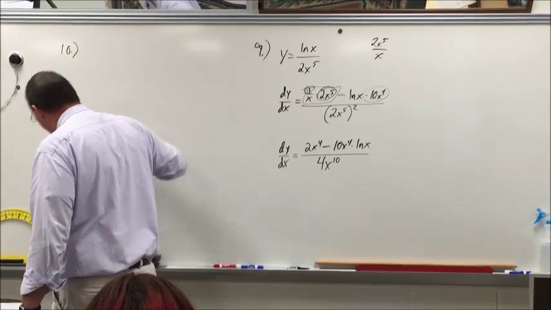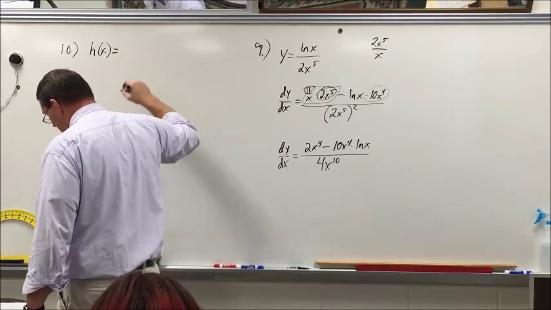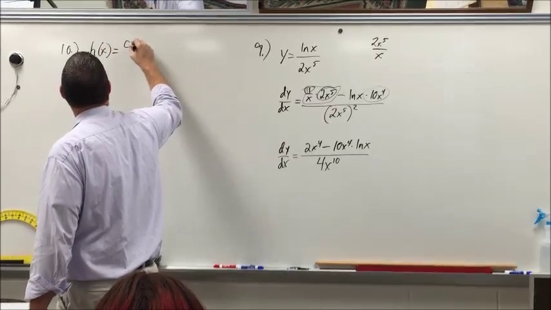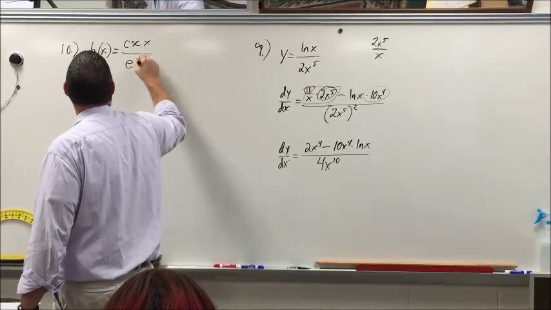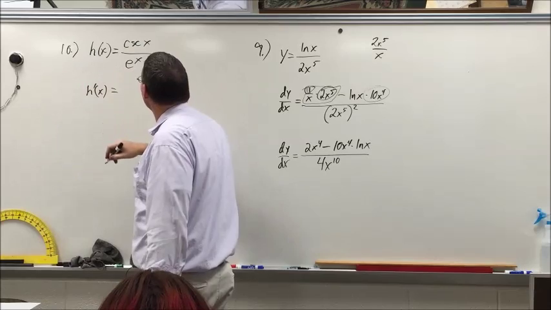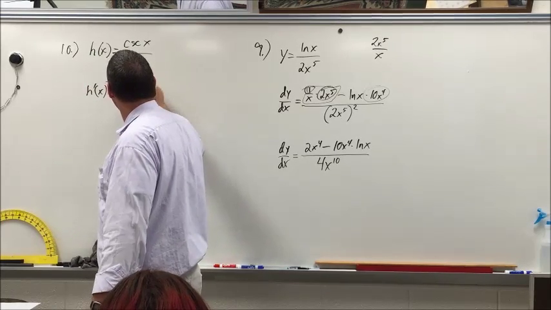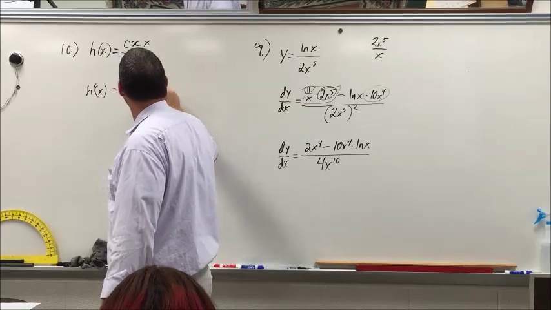Okay, 10. We've got h of x equals cosecant of x over e to the x. So h prime of x is, what's the derivative of cosecant? Negative cosecant cotangent.